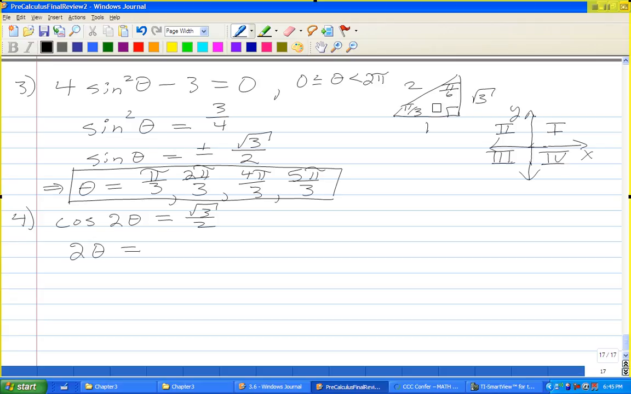Okay, so I want cosine to be rad 3 over 2, meaning the adjacent over the hypotenuse. So the angle is pi over 6. But also, I want cosine to be positive. So it's also going to be in the fourth quadrant. So the reference angle is pi over 6. 2 pi minus pi over 6 is 11 pi over 6.